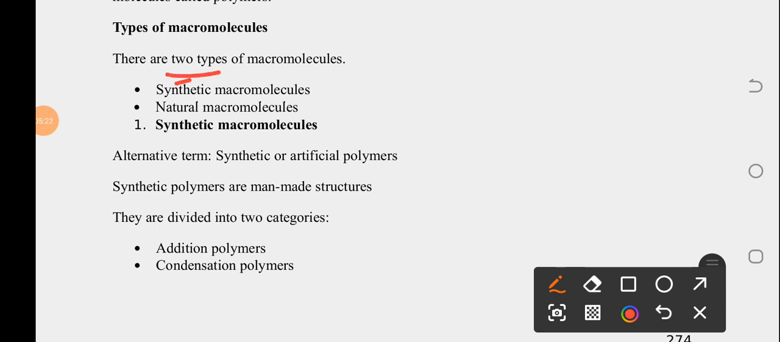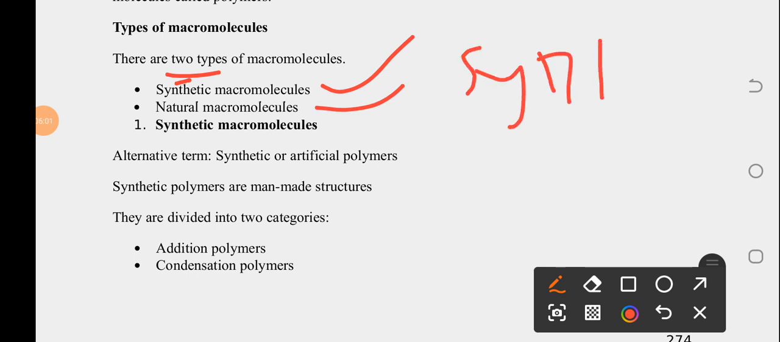Two. We've got only two types of what? Macromolecules. And the first one, we've got synthetic macromolecules or synthetic polymers. Then the second one, we've got natural polymers. So now you need to understand the difference between these two, and I'm going to explain in detail so that you know and understand, because you would find that there are many questions which are brought just telling you to differentiate between these two.